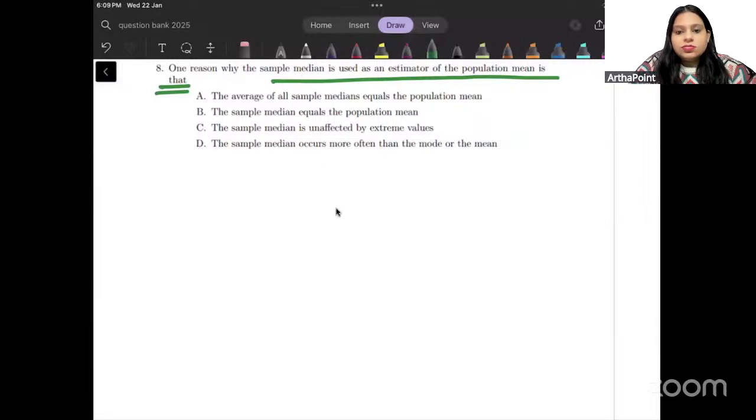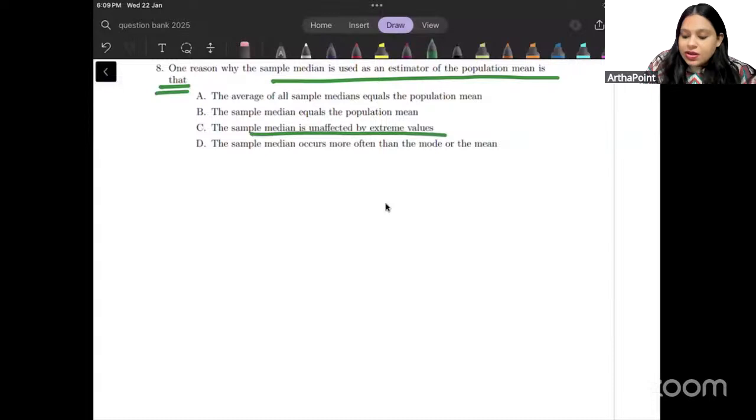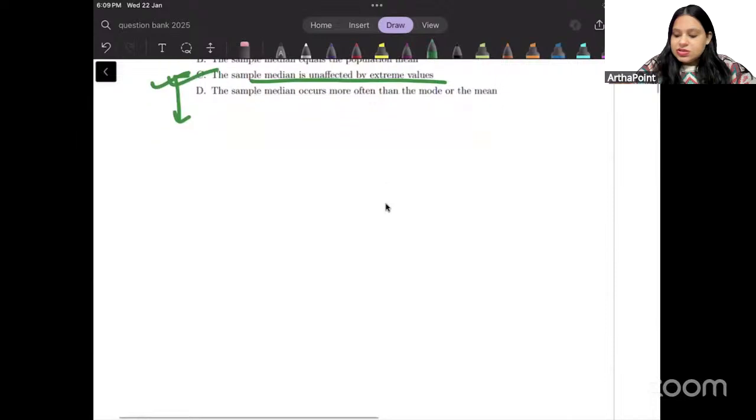Okay, very good. That is the right answer. There is no difficulty in answering this. So sample median is unaffected by extreme values. Median में कभी भी extreme values नहीं आती हैं. It is always the number that is cutting the data in 50th part, 50% here and 50% here. So therefore, yes, the answer would be C.